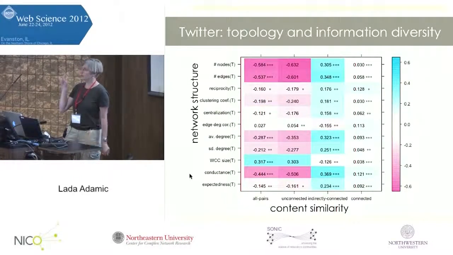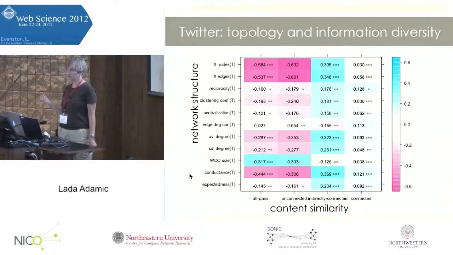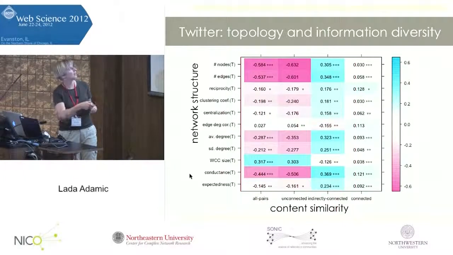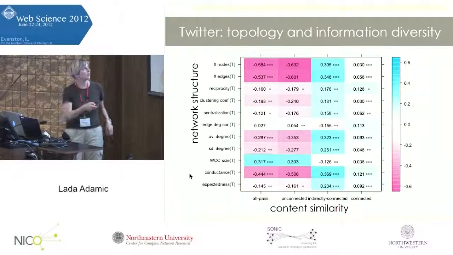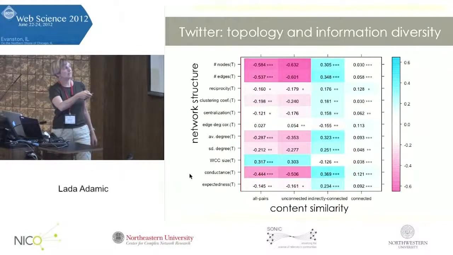What individuals who are mentioning each other are saying is very similar to each other, but it doesn't depend as much on what the rest of the network is doing. Two variables that do matter are, for example, conductance and reciprocity, both of which capture whether there's some back and forth between individuals.